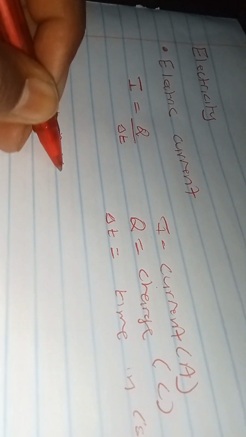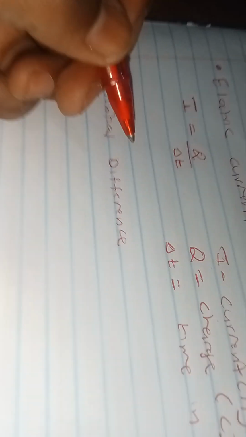And then going to the next one, potential difference. V is equal to the energy over the charge, where V is the voltage in volts, Q doesn't change, is the charge in coulombs, and W is the energy in joules.